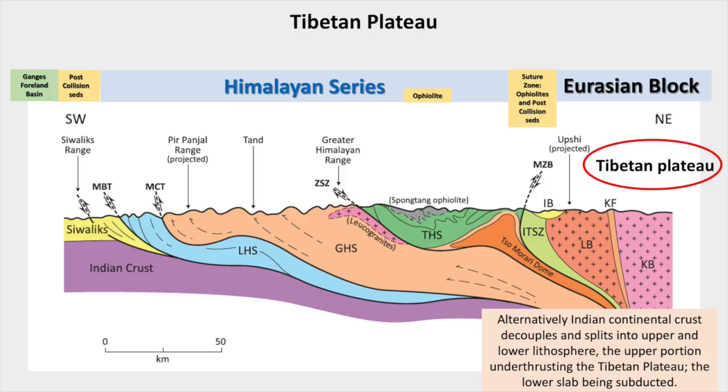Now, there's another way of looking at this. You can say the Indian continental crust decouples and splits into an upper and lower lithosphere, and the upper portion is under-thrusting the Tibetan plateau, and the lower slab is being subducted. So you've got a normal subduction zone. Only tomography will sort that out, and I don't think that really we have the answer yet.